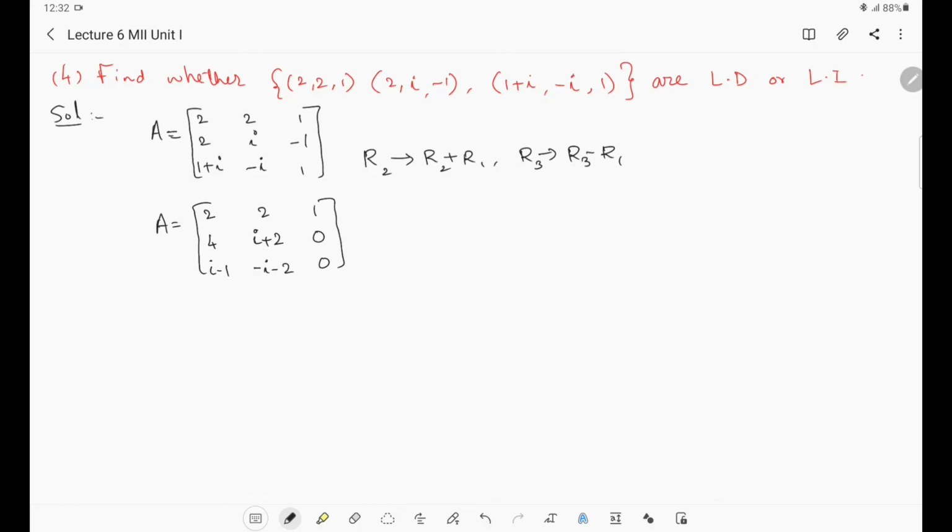Now we will find the determinant. So determinant of A, we will expand this determinant by using this column, right? Generally we expand the determinant by using this row, that is 2 into (ad minus bc), then minus 2 into this one minus this one into this one, plus 1 into this one minus this one into this one, like that we find.